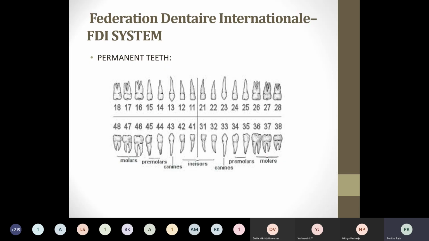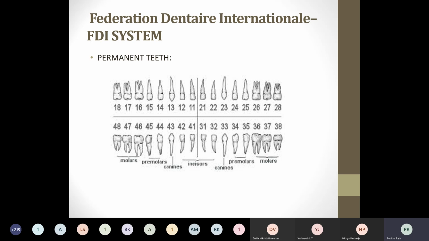So this is the FDI method, and this is for the permanent teeth. Just remember, it is right then left. It is 1, 2, 3, and 4. On your left hand side, the upper one is 1, and on the right, it is 2. Again, right lower is 3, and left lower is 4. So it is 1, 2, 3, and 4.